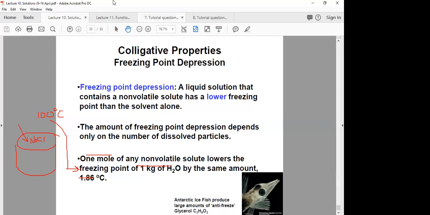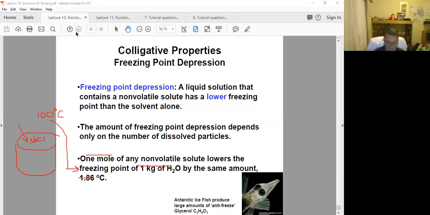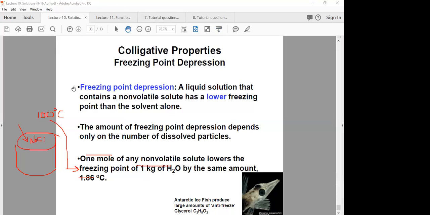let's clear this. Oh, it's no good. Oh, and here we go, last slide. So here we're looking at the same sort of thing, but this time depression of freezing point. Let me clear that.